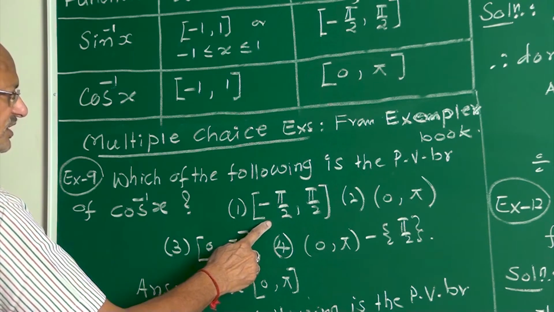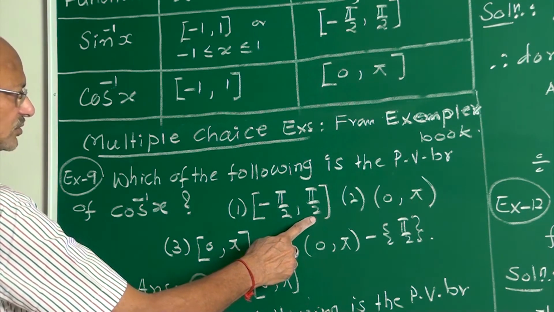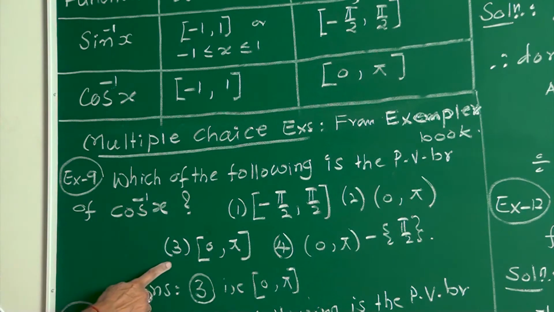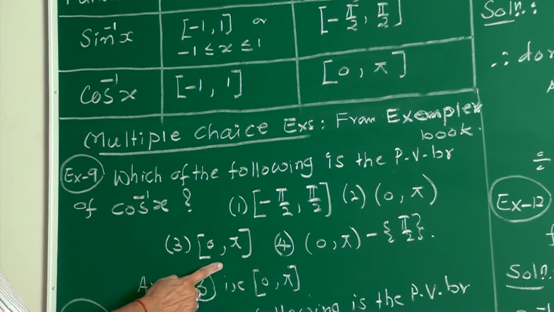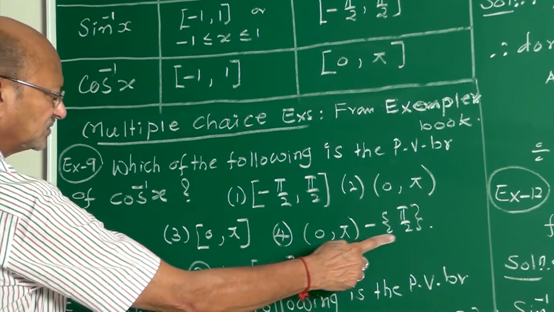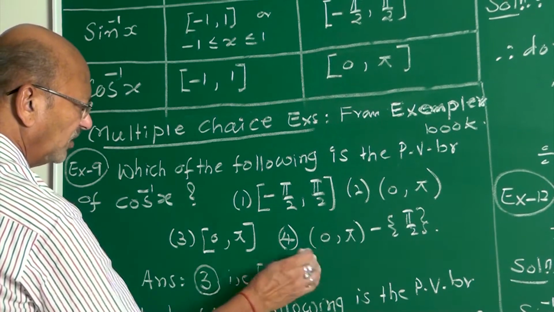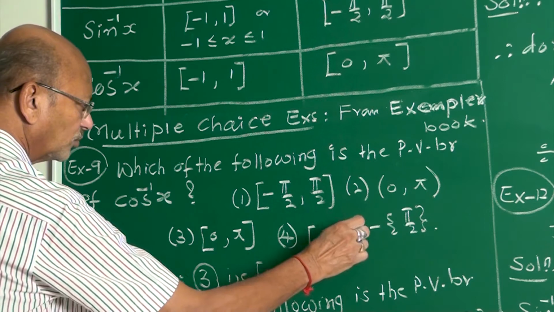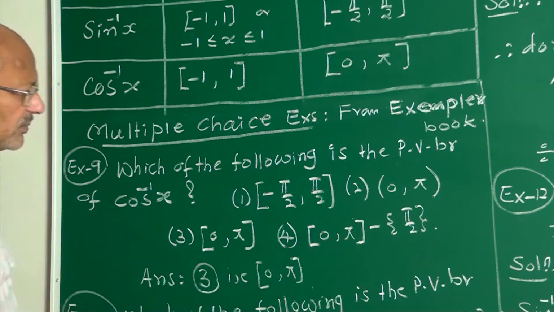First option, closed interval minus pi by 2 to plus pi by 2. Second option, open interval 0 to pi. Third option, closed interval 0 to pi. Fourth option, open interval 0 to pi minus singleton pi by 2, or you can say it is also closed, minus pi by 2.